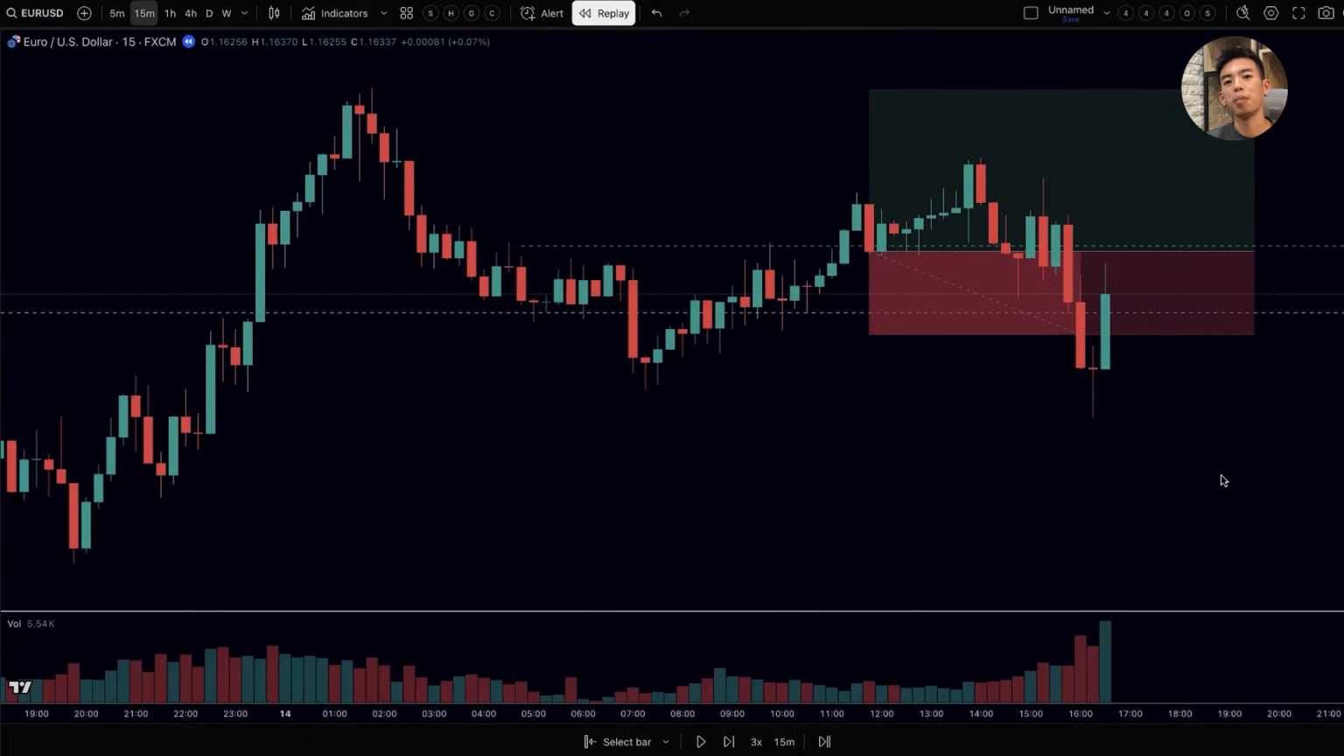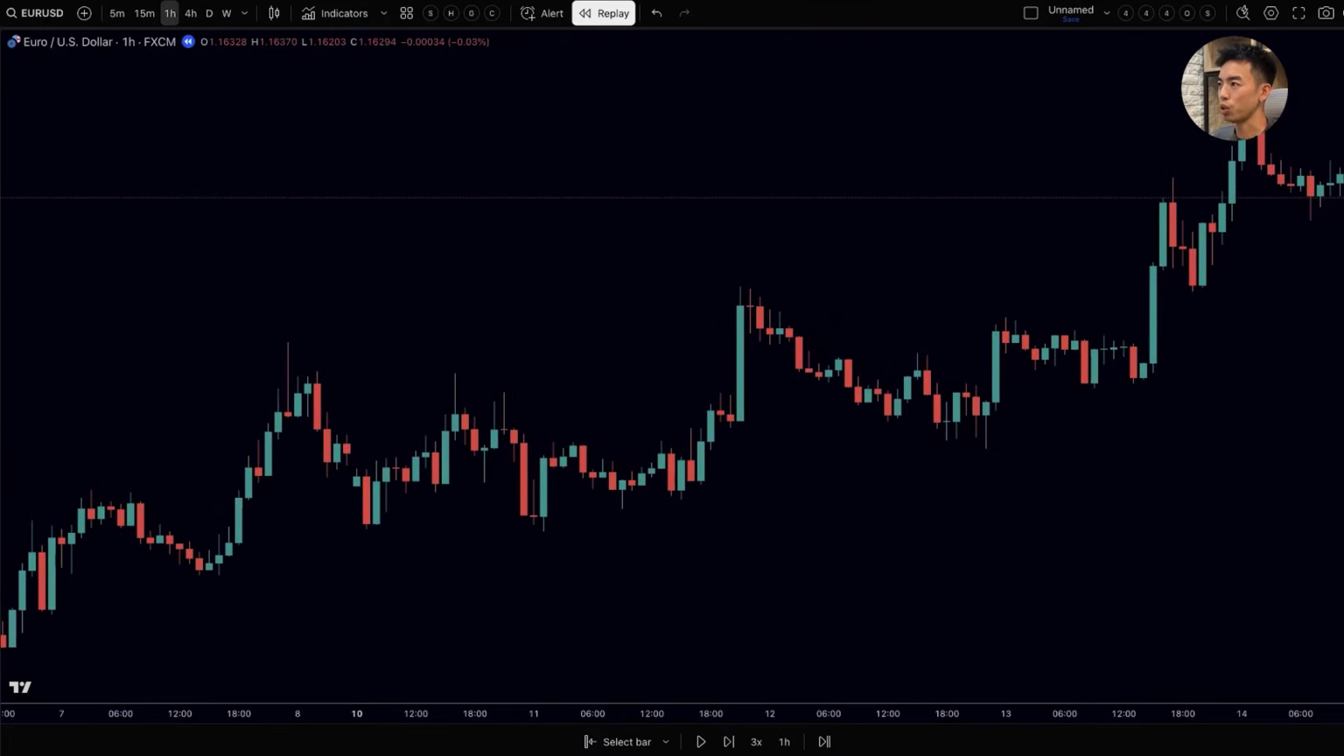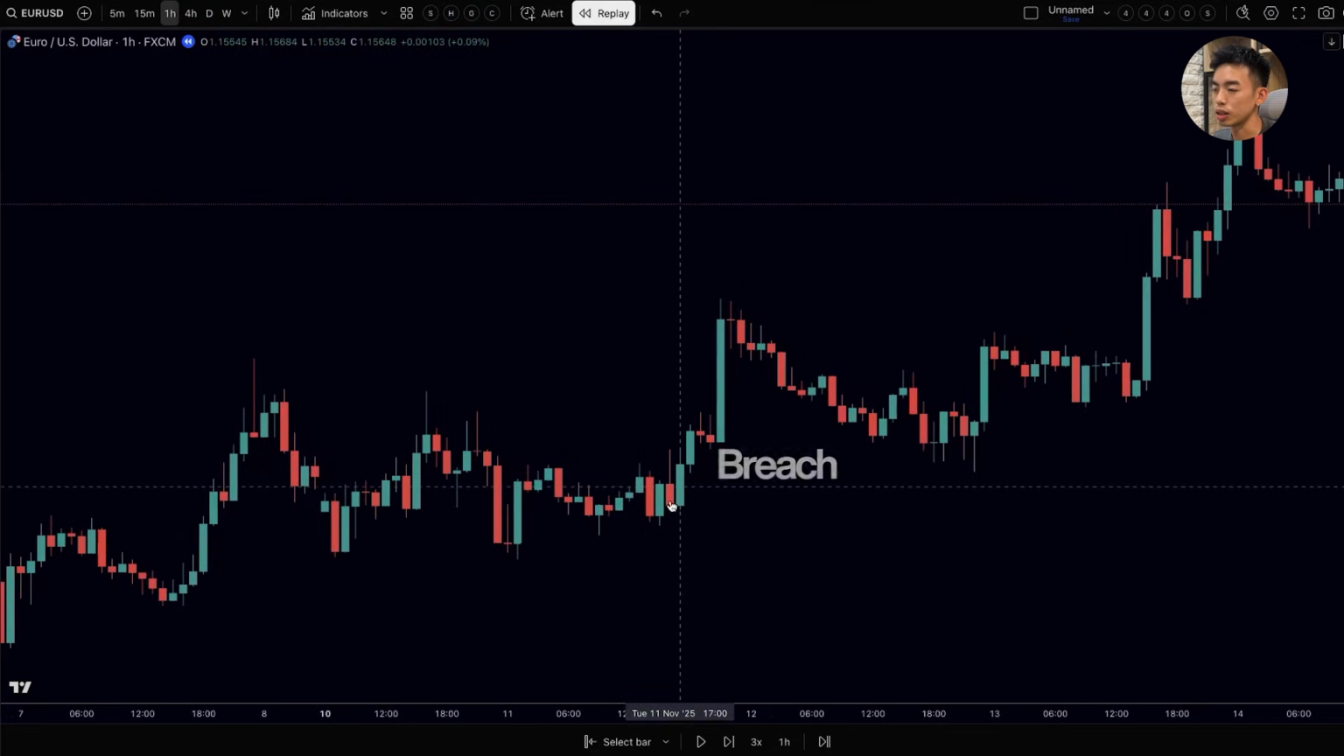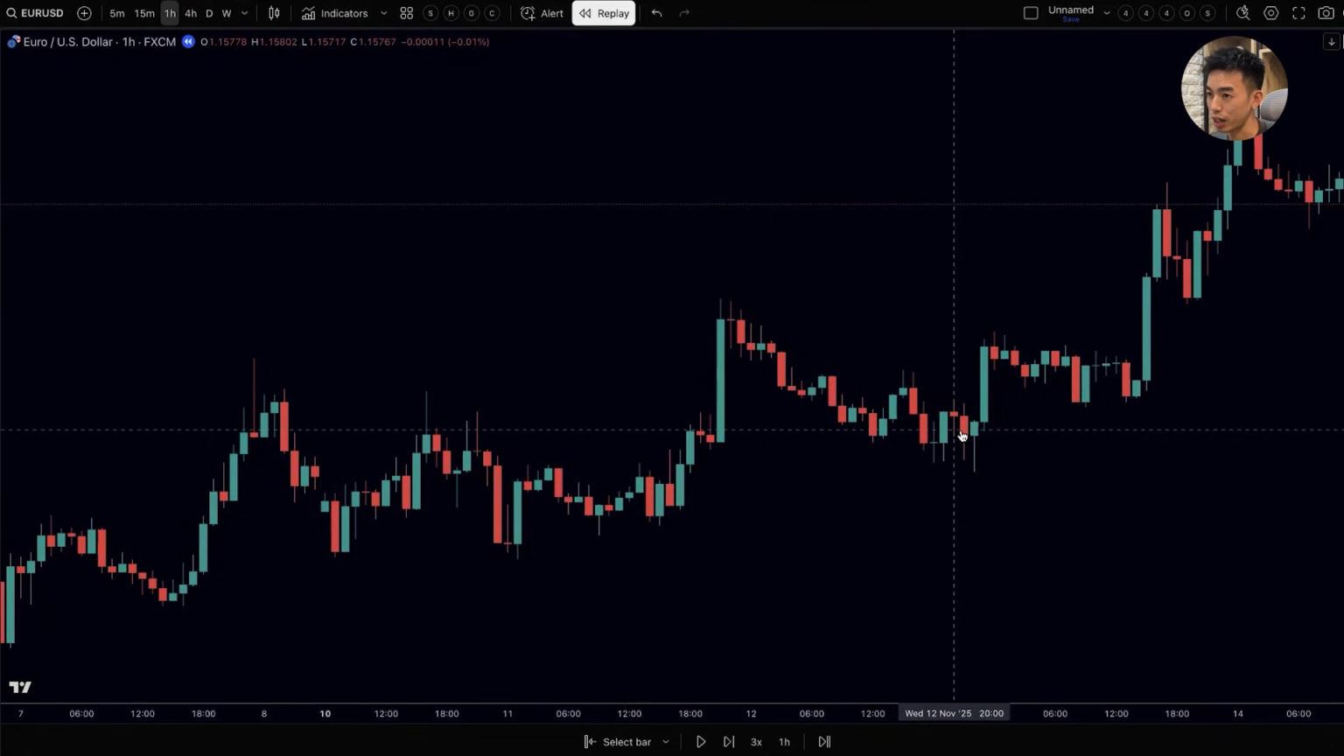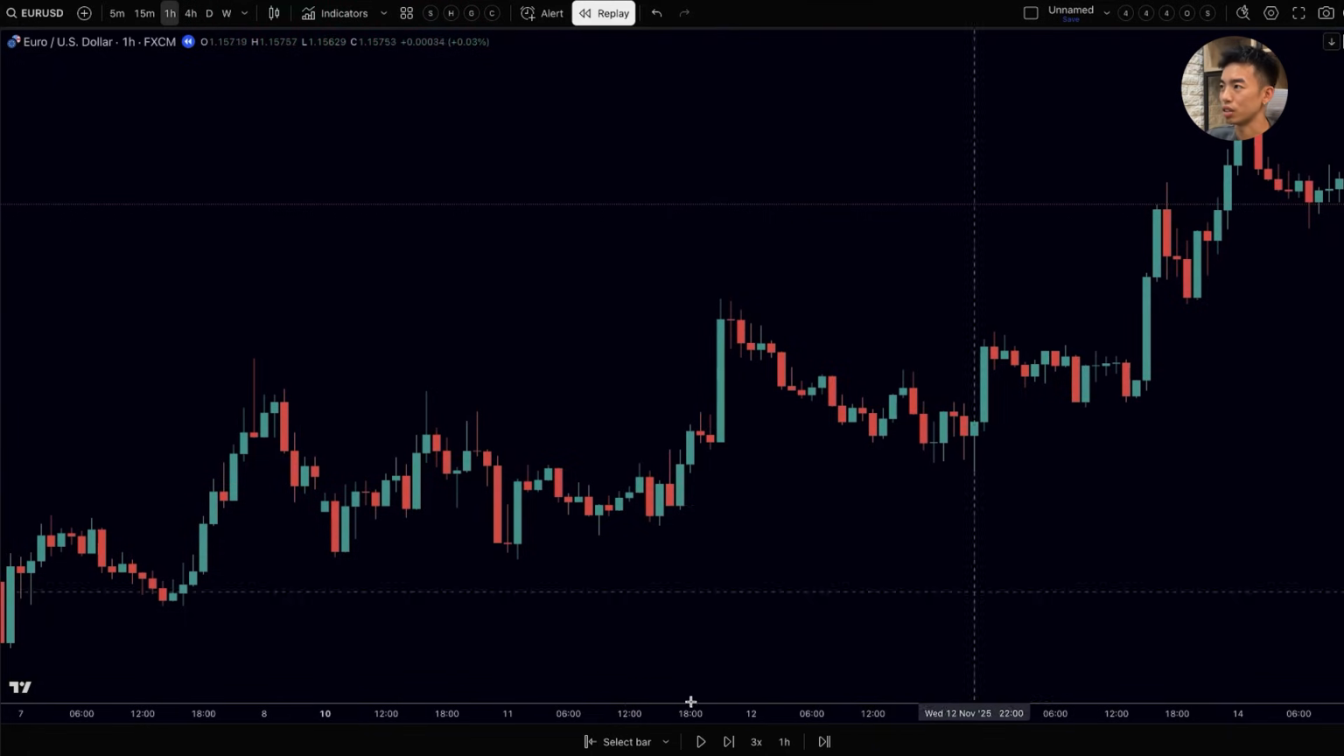Let's apply the same logic to this final example that I have. And for that, we do not need to go any further. It's just a couple of days back when we see this breach towards the upside and a pullback coming in. And for that, let's have a look at this chart right here.